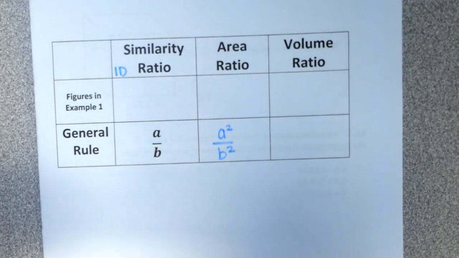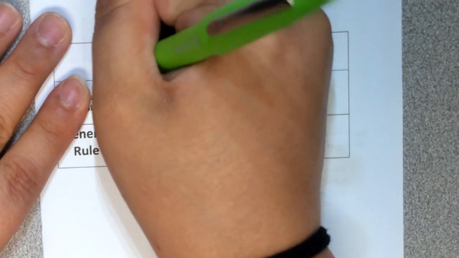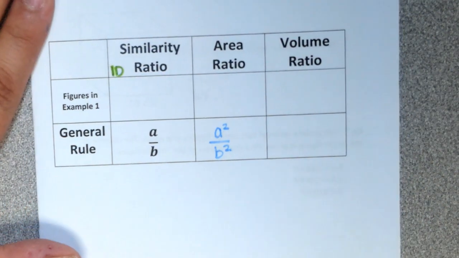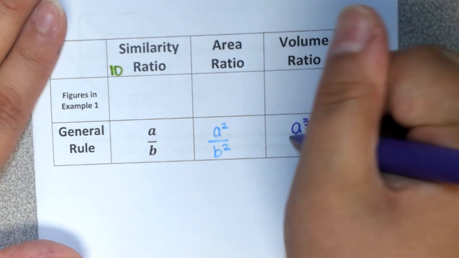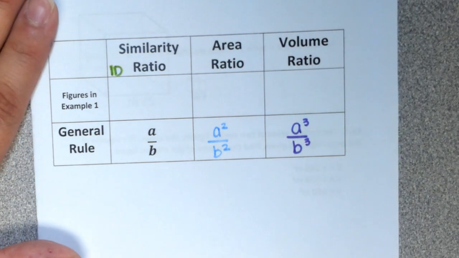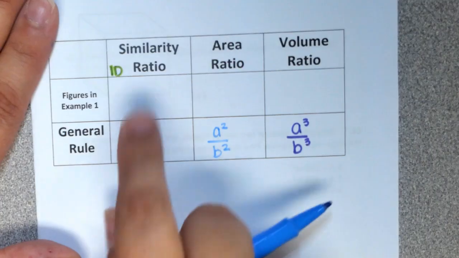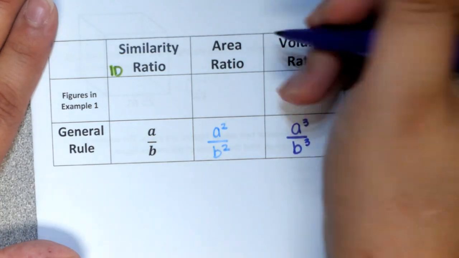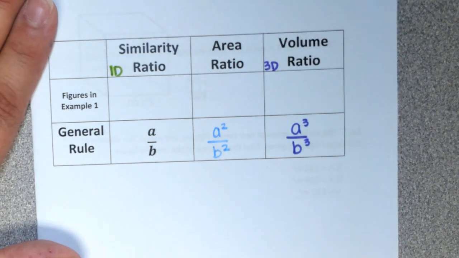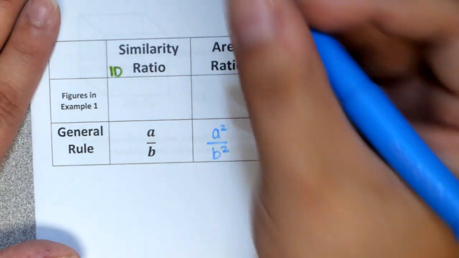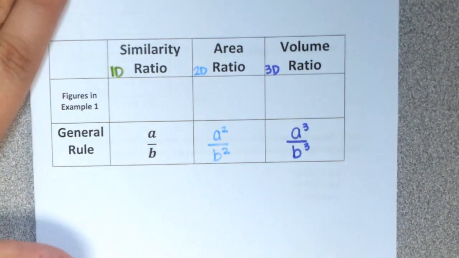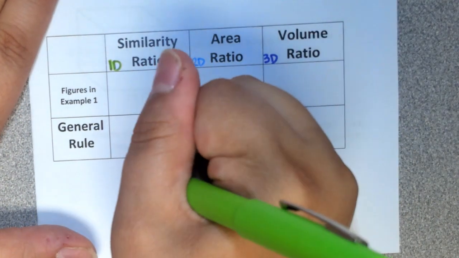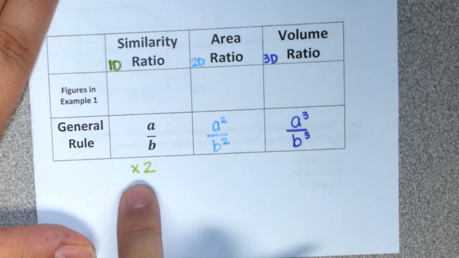Does anybody want to guess how to find the volume ratio? Cubed. A cubed over B cubed. Now, why is it cubed? Because it's 3 dimensions. Why is area squared? Because it's 2 dimensions. I need you to think about this. If you have something and you double, let's say my scale factor is doubling, right underneath that, write times 2.